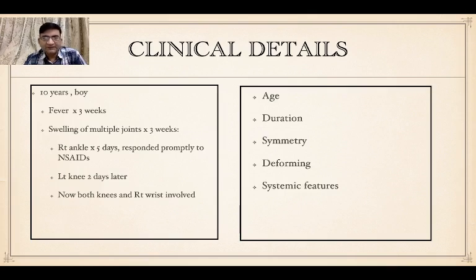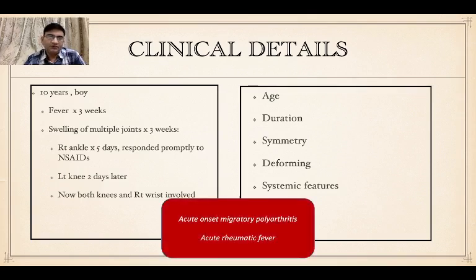So in this case, if I have to describe this child in a single phrase, I can describe this child as a 10 years old boy presenting with acute onset migratory polyarthritis, and in addition, he responded very well to whatever treatment he was given in the form of non-steroidal anti-inflammatory drugs. So the most likely diagnosis in this case is acute rheumatic fever. The child was managed as acute rheumatic fever and responded well to treatment, started on penicillin prophylaxis. If you look carefully, this single phrase, a young boy with acute onset migratory polyarthritis, makes the diagnosis of acute rheumatic fever very simple.